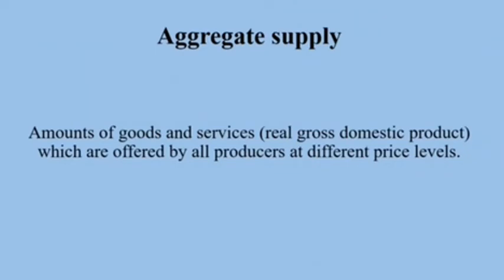So generally, how can we define aggregate supply? Aggregate supply, this is the amount of goods and services, or in other words, real domestic product, which are offered by all producers at different price levels. Yeah? So it's everything that is produced in the economy at different price levels.